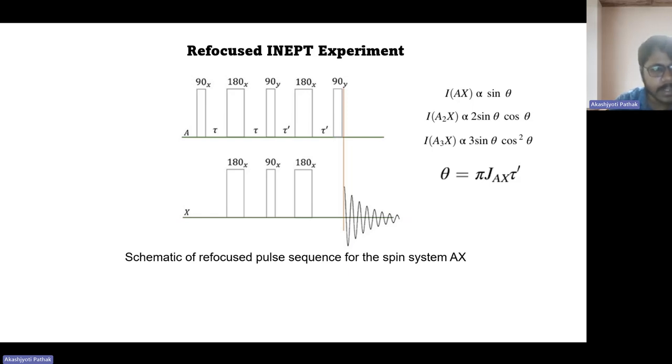So what happens in this INEPT plus experiment? We are trying to overcome the disadvantages of the INEPT experiment. So how are we trying to achieve this? The pulse sequence that has been shown here, right? This is the pulse sequence for the refocused INEPT plus.